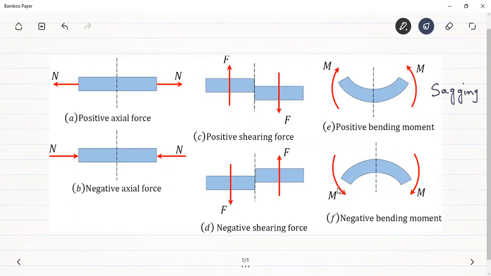See what is the effect of a negative bending moment. Vice versa: on the left hand side of the section we have an anti-clockwise moment, and on the right hand side we have a clockwise moment. Such a bending moment will be known as the hogging bending moment or negative bending moment. Okay, you can clearly see.